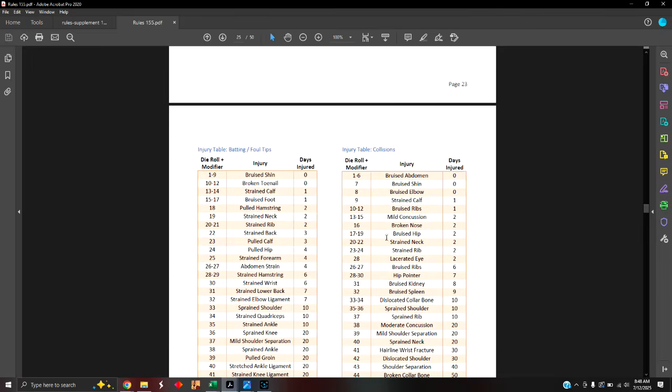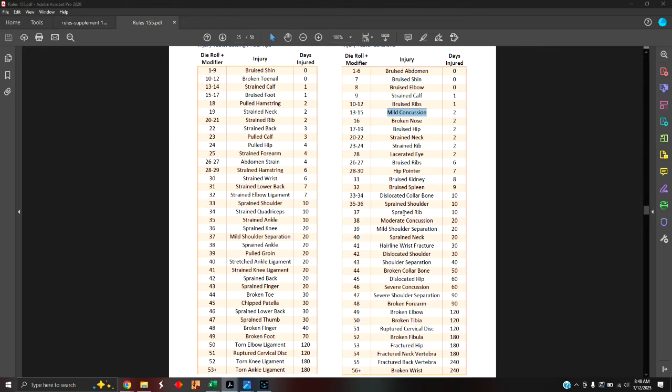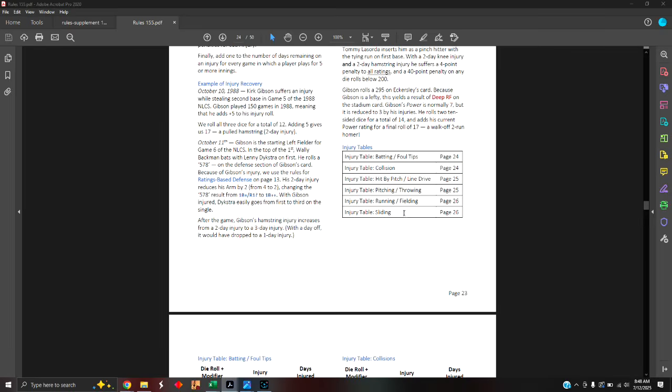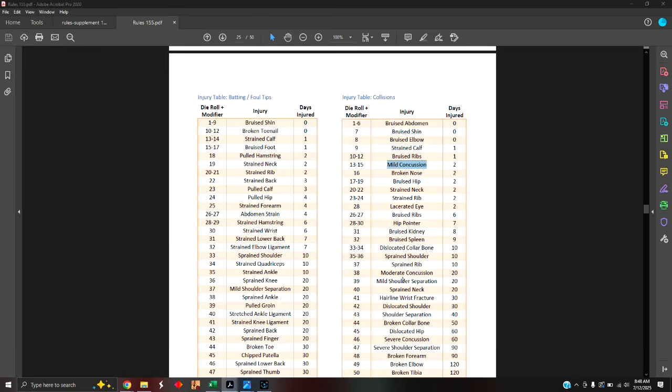So you may see, for example, here in the collision table, mild concussion, 2 days. Well, after 2011, it's not going to be 2 days, it's going to be 7 because they enter the concussion protocol. So just something to keep in mind. Those mild concussions become 7 days because of the concussion protocol. Now, there's a moderate concussion down here that's 20. That one wouldn't change because that's already more than the 7-day minimum.